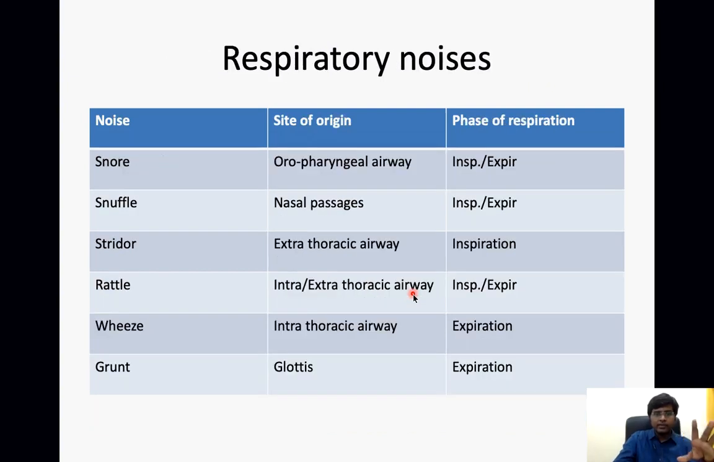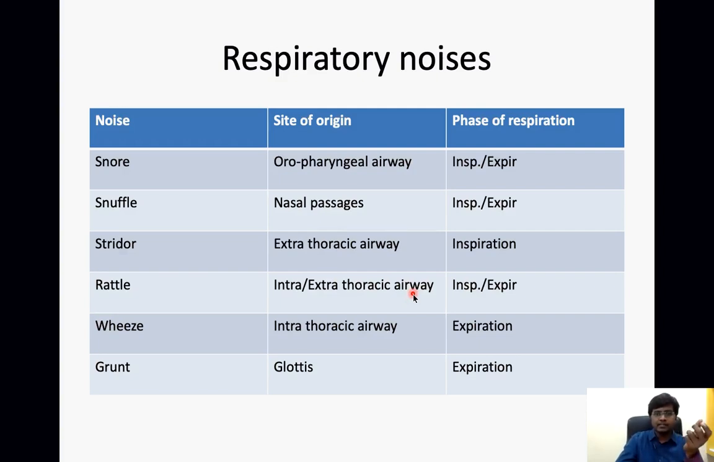So whenever the mother says snoring, or you observe a snore in the child, the point of origin is the oropharyngeal region. The oropharynx is the main area where they start snoring. That can occur in both inspiration and expiration. The problem is in the oropharyngeal airway. For example, adenotonsillitis, pharyngitis, or some mass in the throat, retropharyngeal abscess or parapharyngeal abscess. In such cases, you will have snoring. Obstructive sleep apnea syndrome might be present.